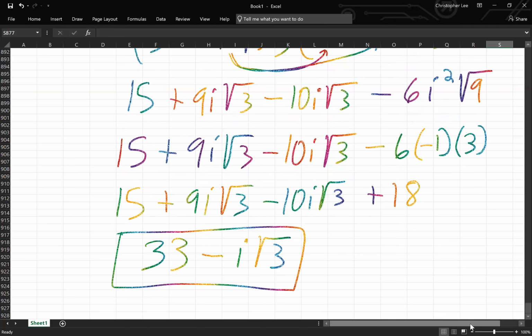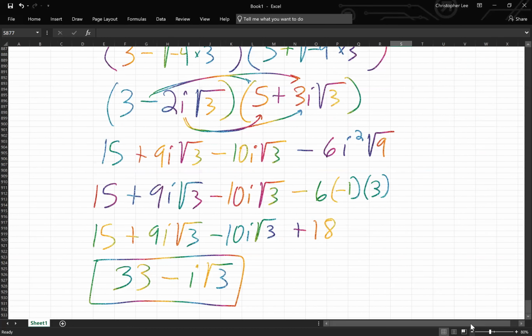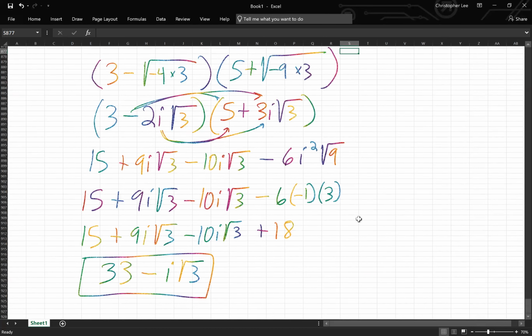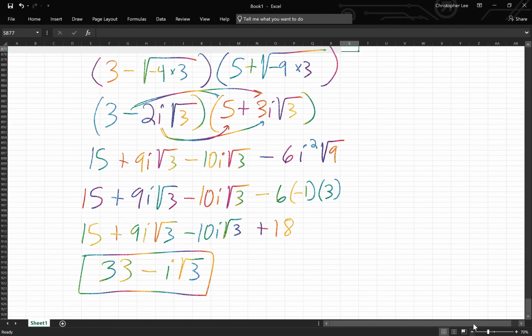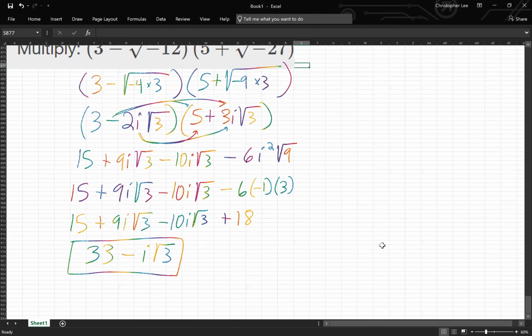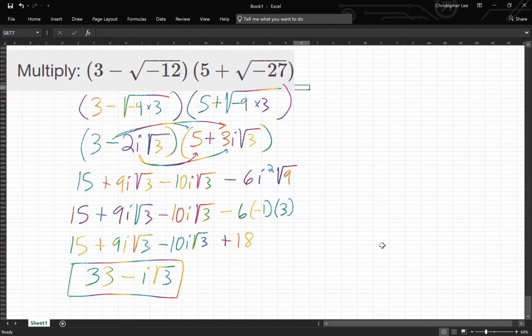So basically just turn it into imaginary first, and then do your distributions, combine like terms, simplify, all that good jazz. I got a question.